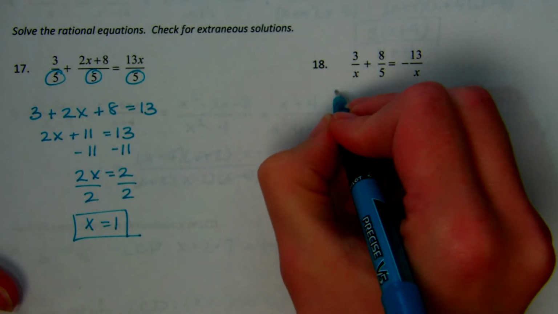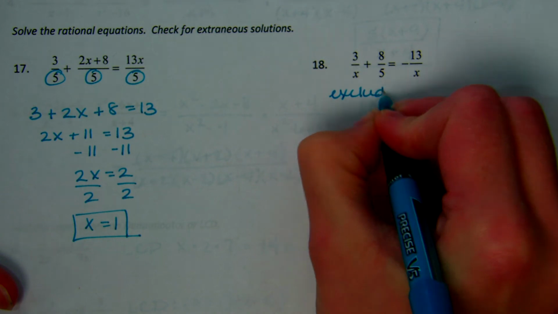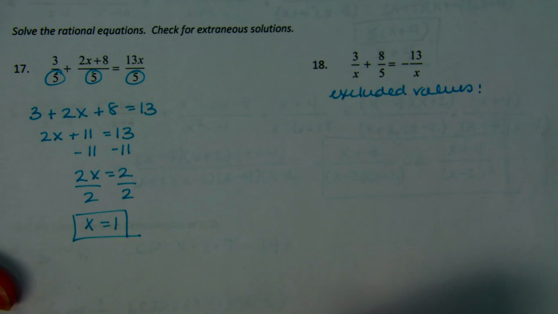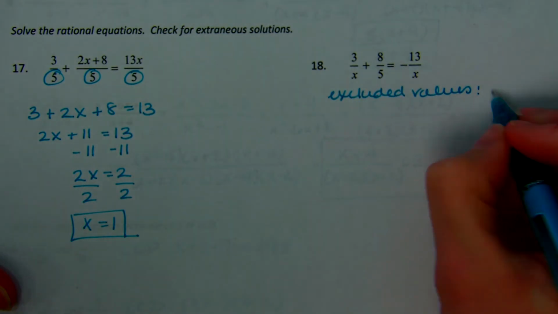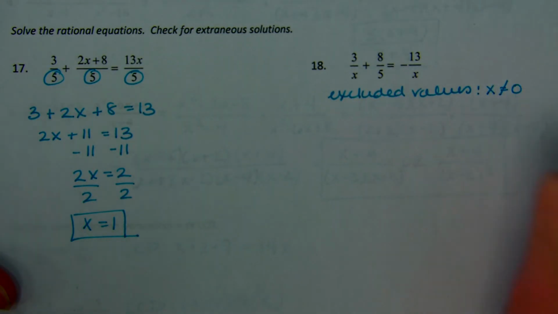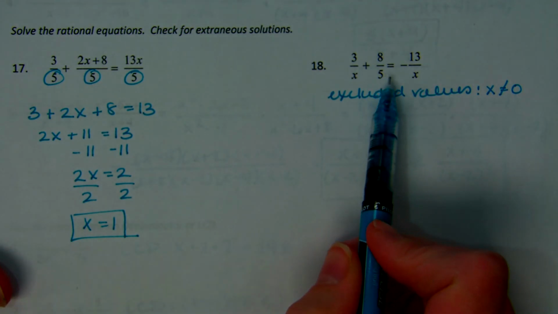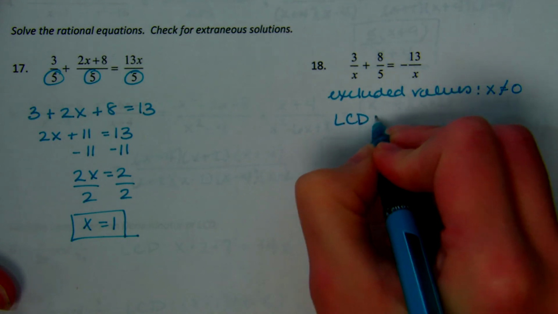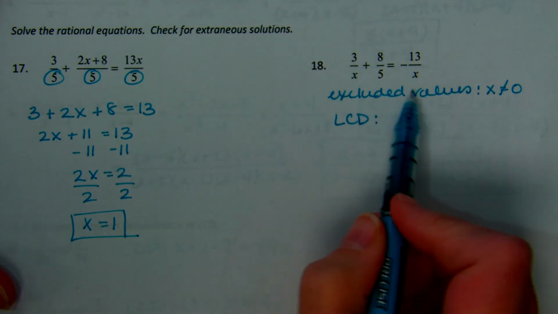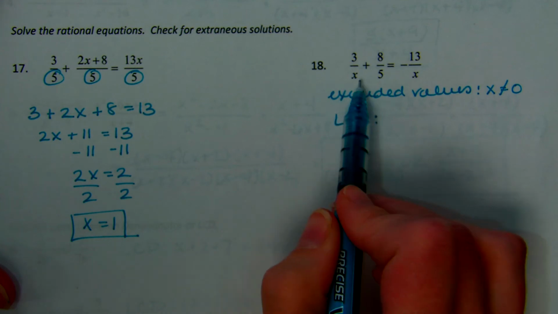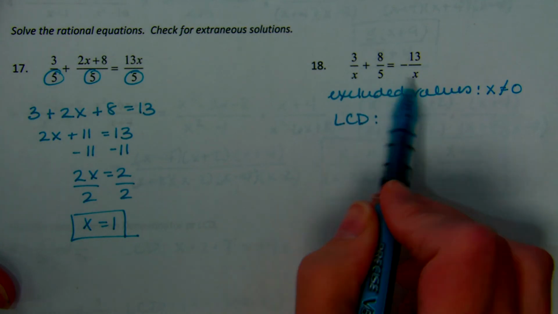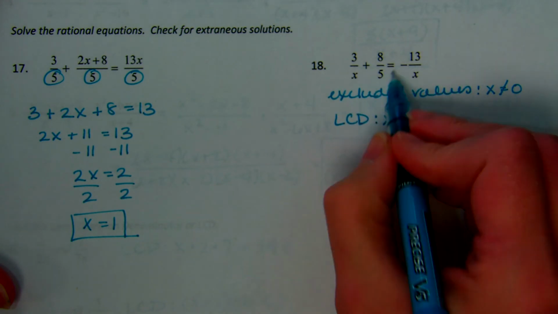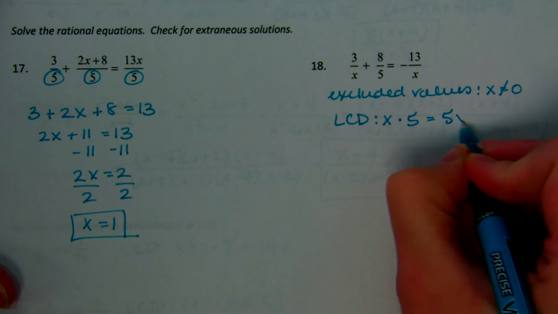All right, for number 14, let's talk about excluded values. What will make this denominator 0? If x equaled 0. So x cannot equal 0. 5 is always going to be 5, so we're good. And now let's talk about our LCD. So that is what they have in common and then anything else there is in a denominator. In this case, there are two fractions with an x. So that goes here. And then in addition to the x, there's a 5. So that goes there. So that's 5x.